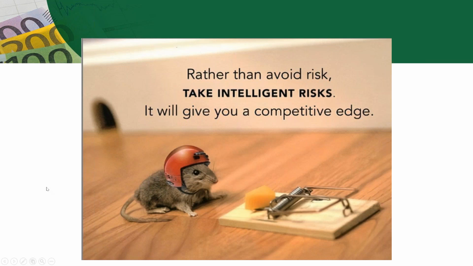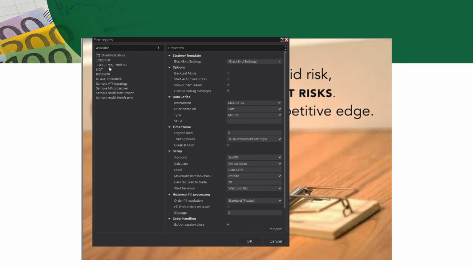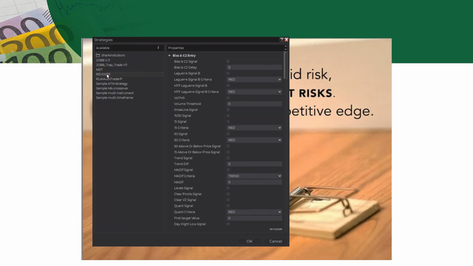All right, so can the thing trade by itself, open in the morning and close in the afternoon? Yes, so the auto trader, let me show you a couple of the settings in the auto trader. Okay, so that's the auto trader.